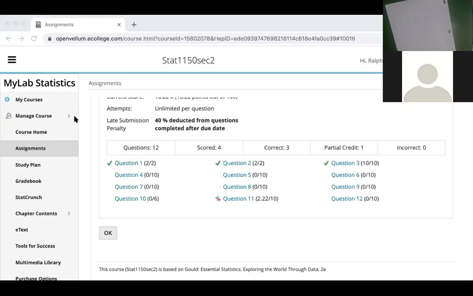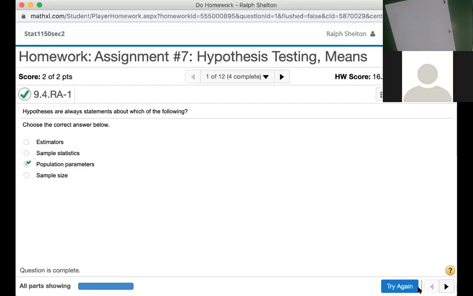Hypotheses are always statements about which of the following? Okay, so hypotheses are always statements about population parameters. Just to tell you, it's not showing on the screen again. Let's try again. Okay, there we go. So hypotheses are always statements about population parameters.